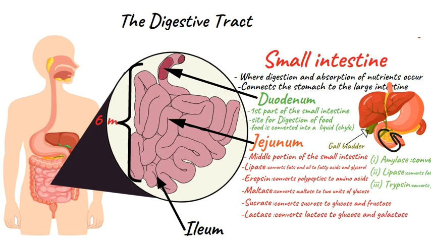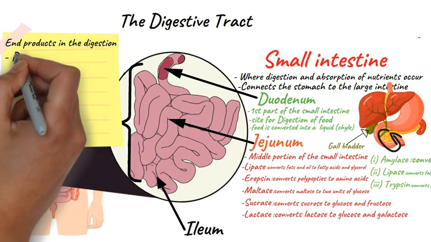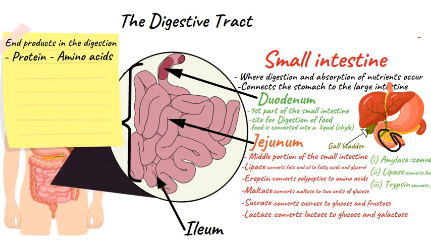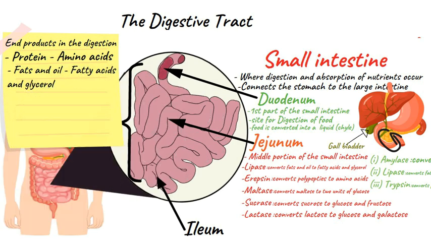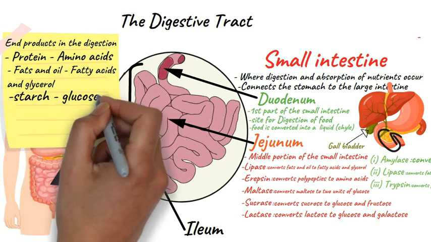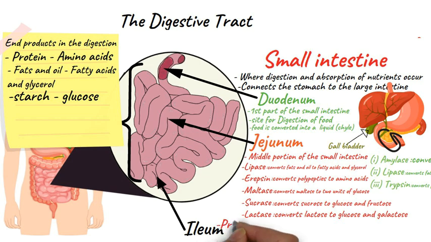The end products in digestion of proteins are amino acids. For fats and oils, the end product is fatty acids and glycerol, while that of starch is glucose. The jejunum is primarily responsible for nutrient absorption.